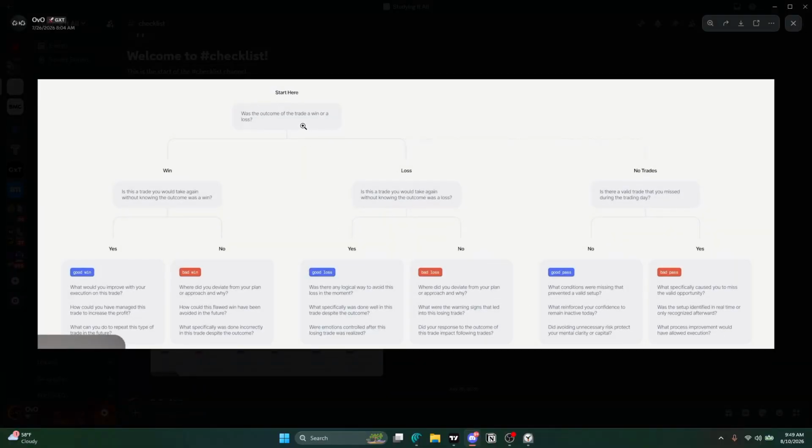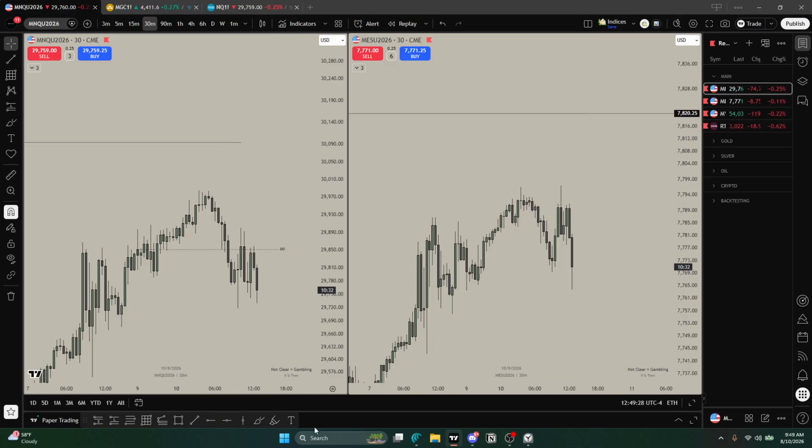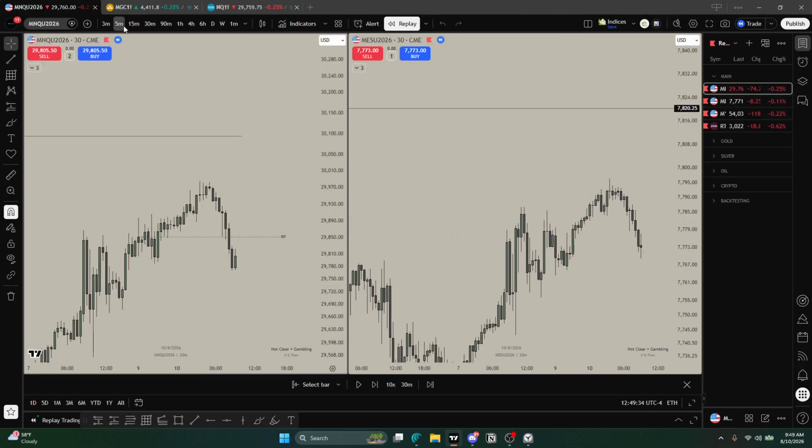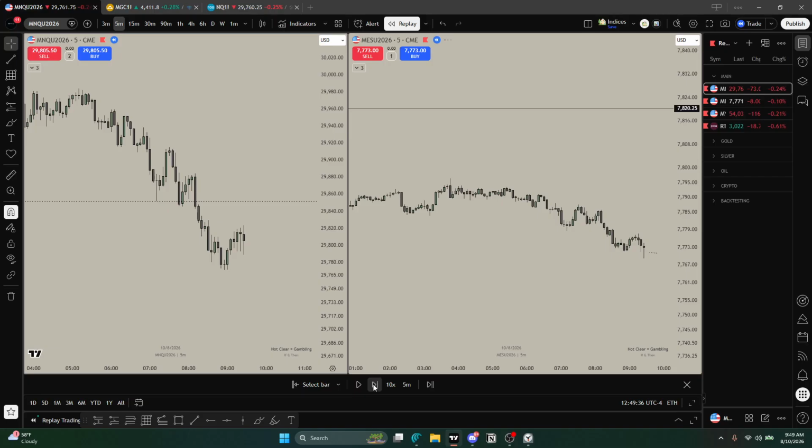Was the outcome of the trade a win or a loss? Is this a trade you would take again without knowing the outcome was a loss? Yes, 100%. And it was a good loss. Was there any logical way to avoid this loss in the moment? No. Maybe I could have demanded it, because we formed that S&T during the driver. Technically, probably right.